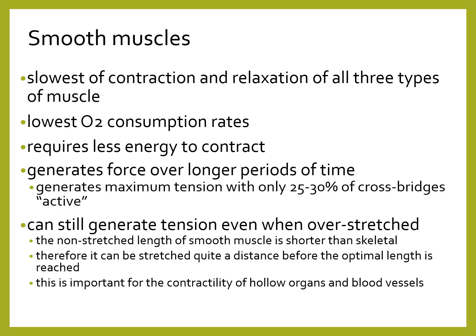Well, smooth muscle is different. Smooth muscle actually can generate maximum tension when you go beyond that 80 to 120% range. It can be stretched quite a distance before you actually get to that optimal length. And this is important for the contractile ability of hollow organs and blood vessels, because you can't stretch an organ to its maximum capacity and lose the tension that the smooth muscle lining can generate. So that's something unique about smooth muscle.